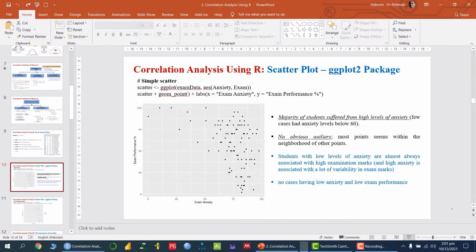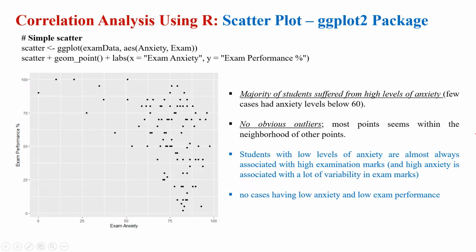So let me interpret how we can interpret this particular graph. I have also written here the commands which I have used in R. From this, first of all, we can see that the majority of the students suffered from a high level of anxiety. Due to the exam pressure, we can conclude that the majority of students suffer a high level of anxiety. Very few have less than 60 percent anxiety level.